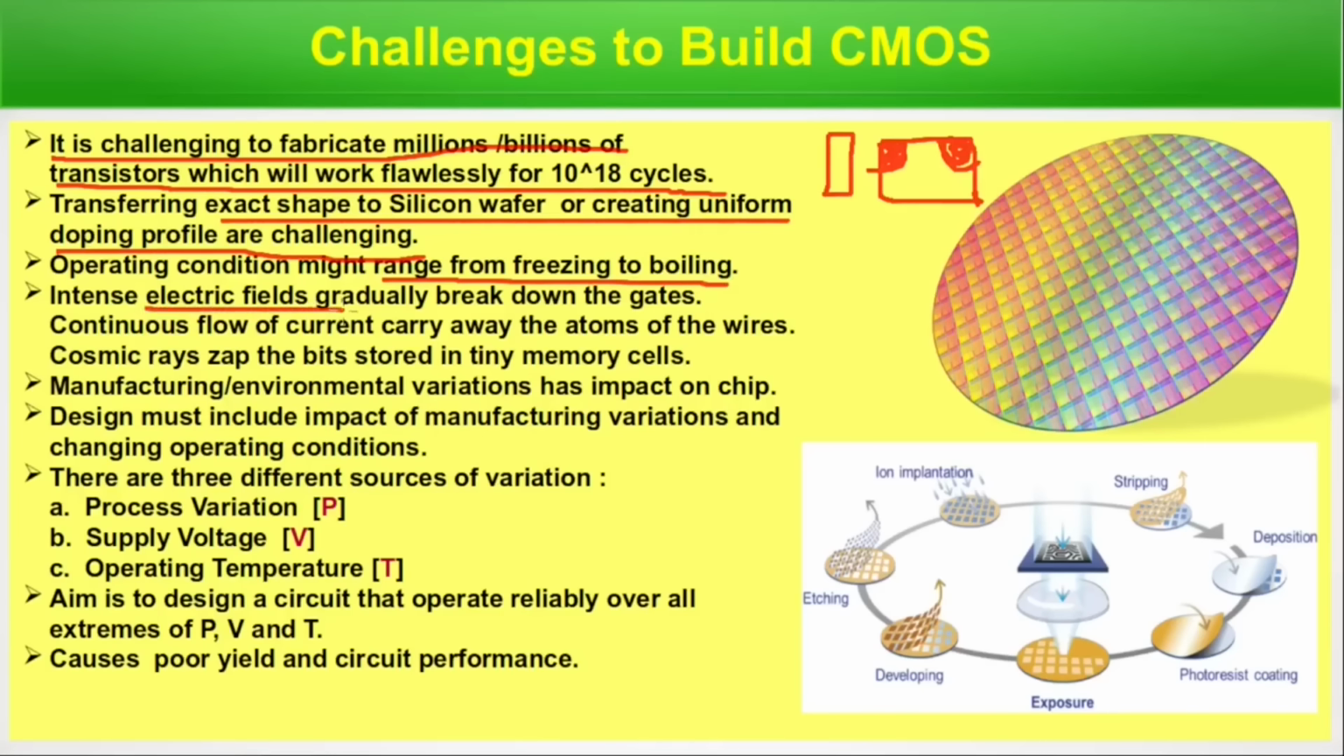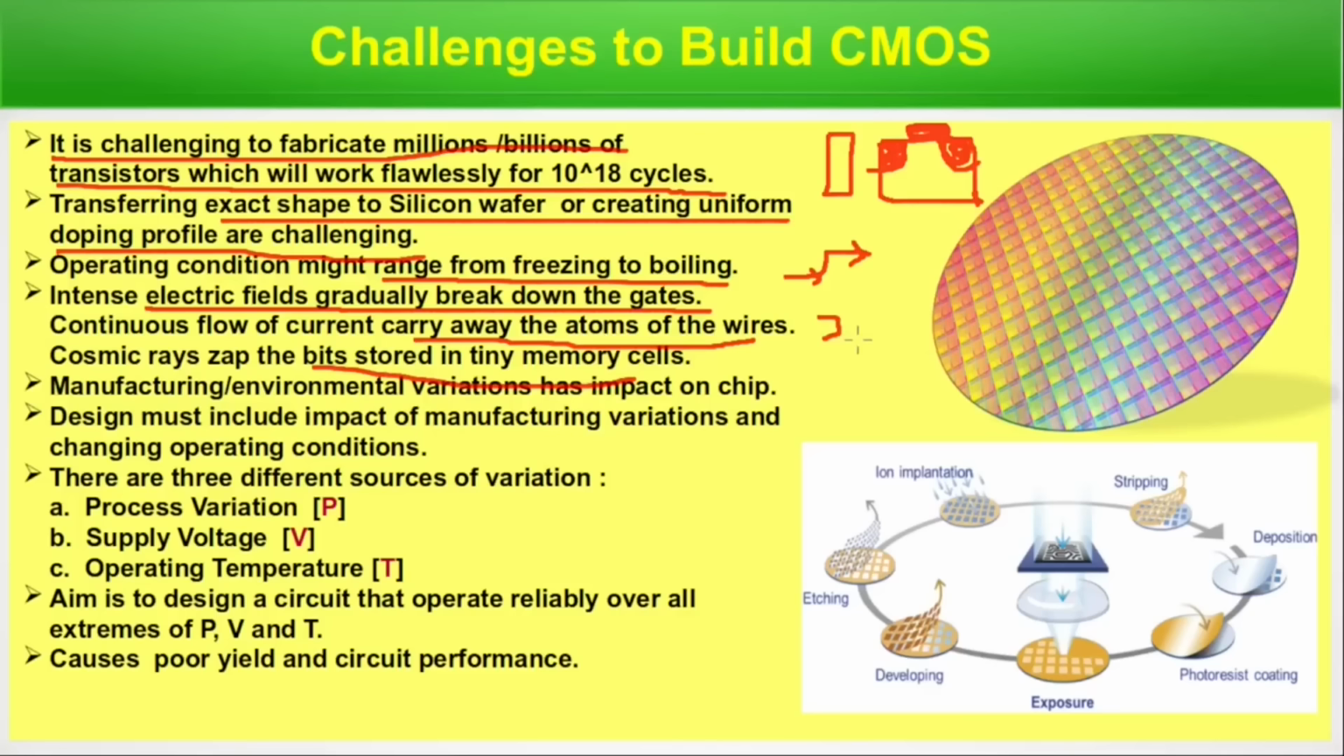Intense electric fields gradually break down the gates. A chip is getting used for longer times. Continuously electric current is flowing on gate. Continuous voltage is applied. Intense electric field can gradually break down the gates. Continuous flow of current carries away atoms of wires. That is electromigration.